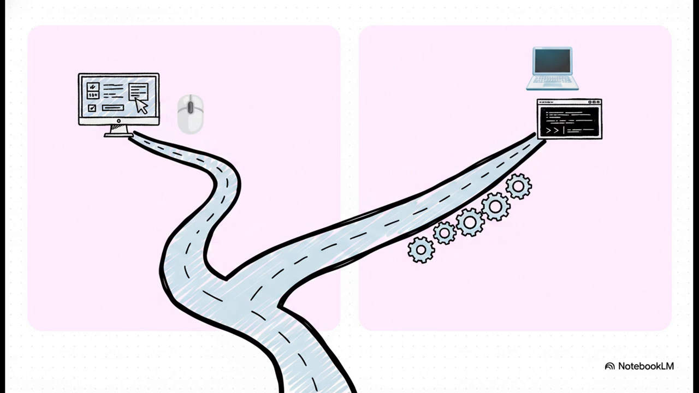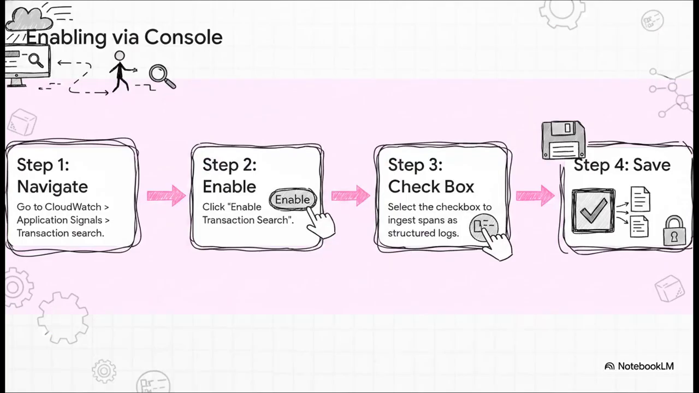Path number two is for all you automation fans out there. If you live and breathe infrastructure as code, you can just use the AWS API or CLI to script the whole thing. And honestly, if you go with the console, it's ridiculously simple. We're talking 4 quick clicks. You just navigate to Transaction Search, hit Enable, check one little box, super important for ingesting the data, and then save. Bam! That's it.